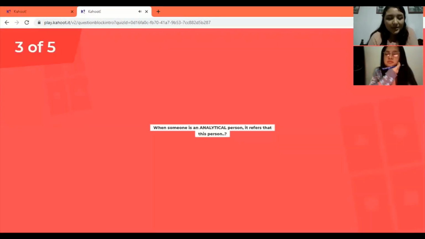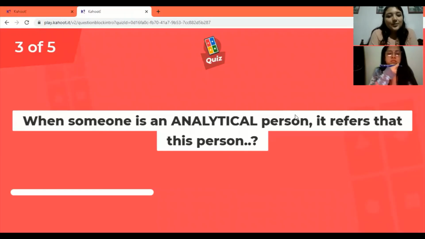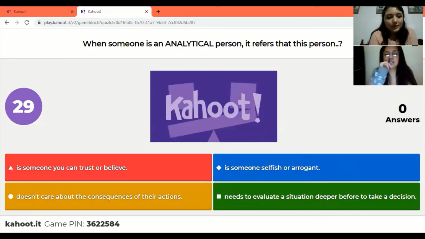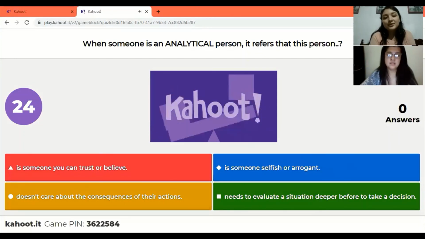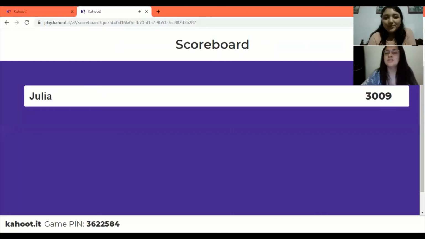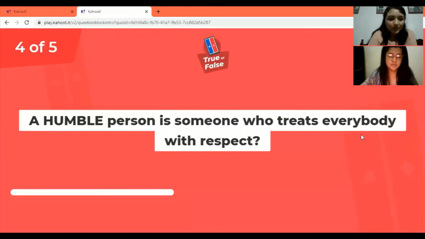When someone is analytical, it refers that this person is someone you can trust or believe, doesn't care about the consequences of their actions, is arrogant, or needs to evaluate the situation deeper before taking a decision. Perfect, Julia. You remember it. Good job. So we have: a humble person is someone who treats everyone with respect.